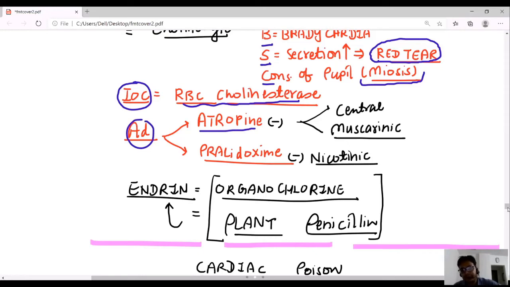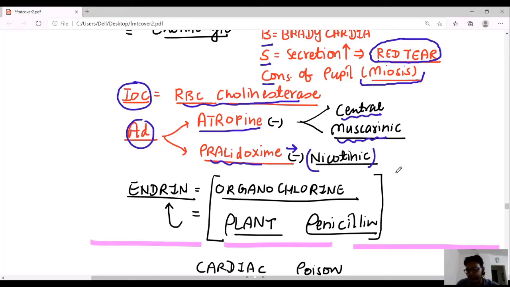One is atropine. Atropine inhibits central and muscarinic effect. Pralidoxime inhibits nicotinic effect. Pralidoxime inhibits nicotinic effect. Atropine inhibits central and muscarinic effect.